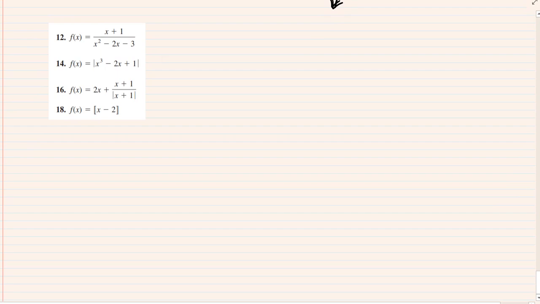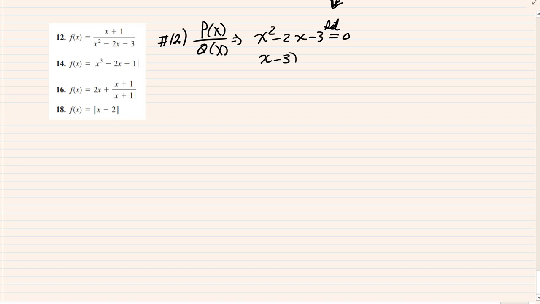So the question said find discontinuities. For number 12, because it's a rational function in the form P over Q, you have P of x over Q of x, a rational function. Therefore, we're going to set the denominator equal to 0 and solve it. Now, this is factorable, right? x minus 3 times x plus 1 equals 0.